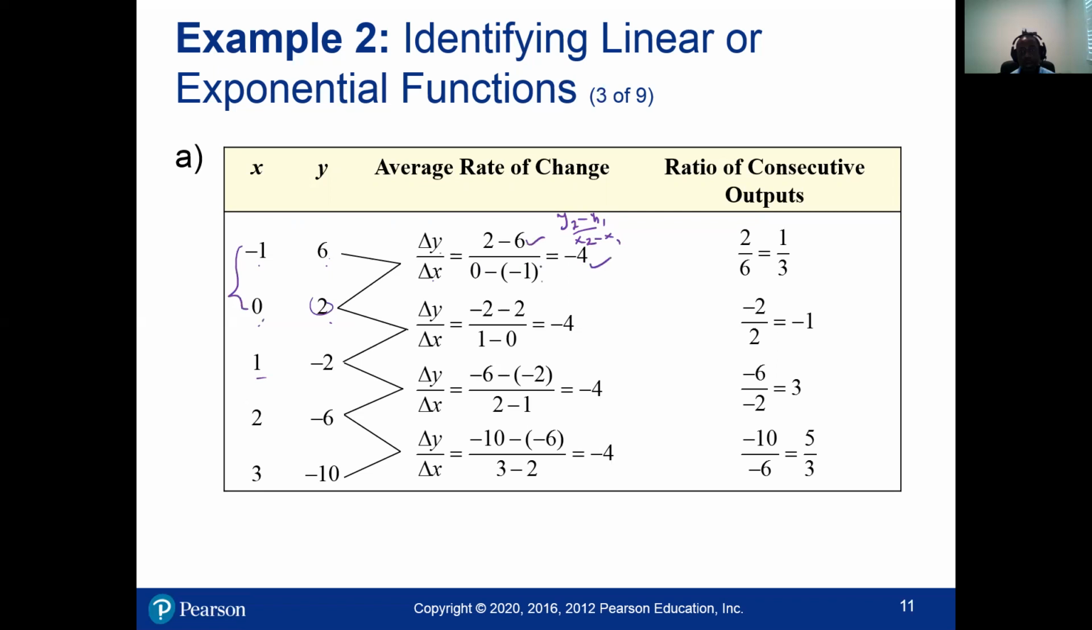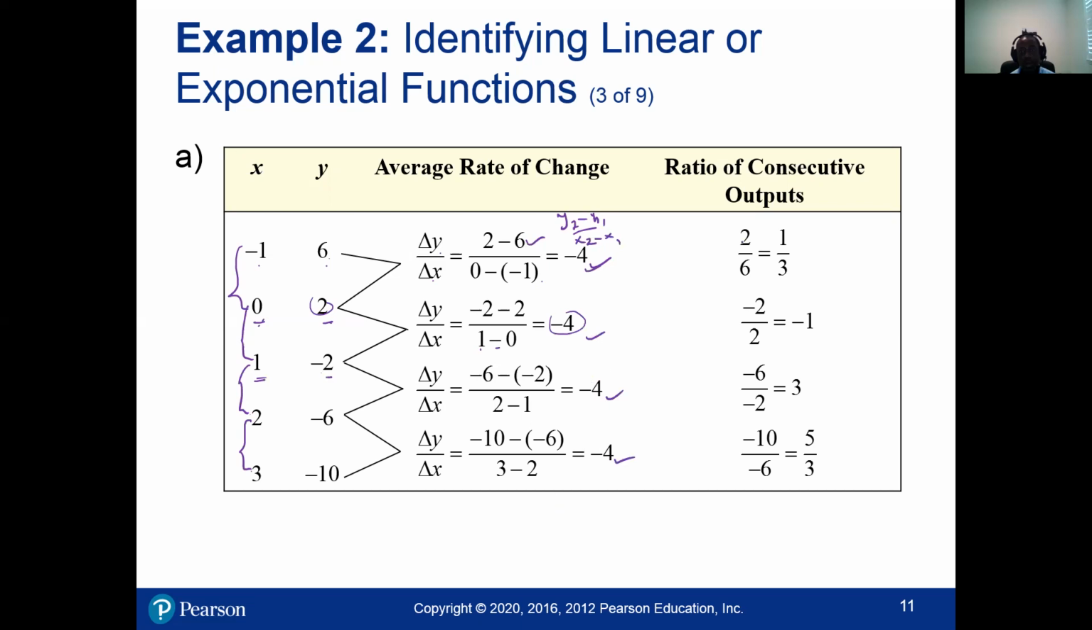That gives me negative 4. Then between these two, my y2 is negative 2, my x2 is 1, y1 is 2, and my x1 is 0. So we do the same thing. Negative 2 minus 2 over 1 minus 0, and that gives me negative 4. So we do it between these pairs of other x and y values, and then lastly, we have that. So you can see that we have negative 4, negative 4. This is constant.